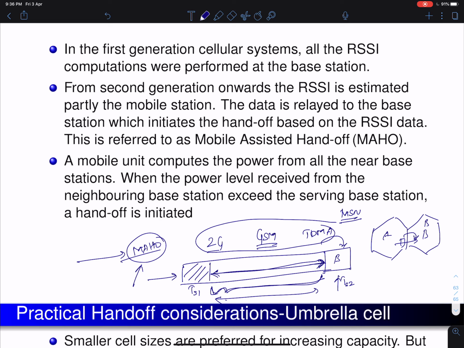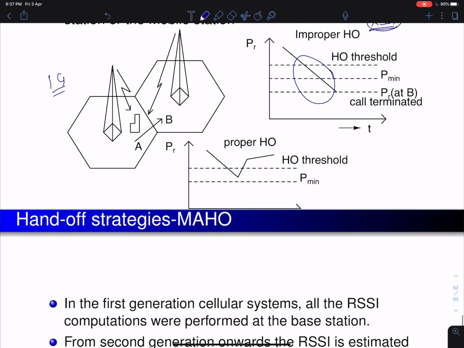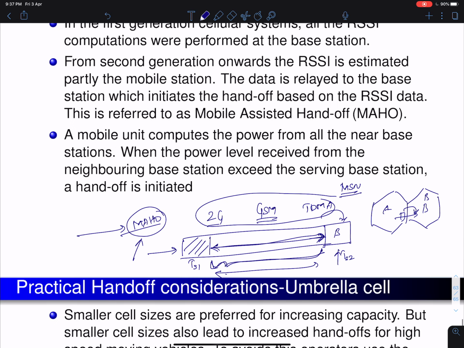So we don't have to worry about make before break and all those conditions. In a make before break scenario, you have to first establish a connection and then disable the old one. Here you don't need to do all that. Mobile assisted handoff is possible only in digital systems, and especially in TDMA, it was one of the big selling points that we could actually do a soft handoff.